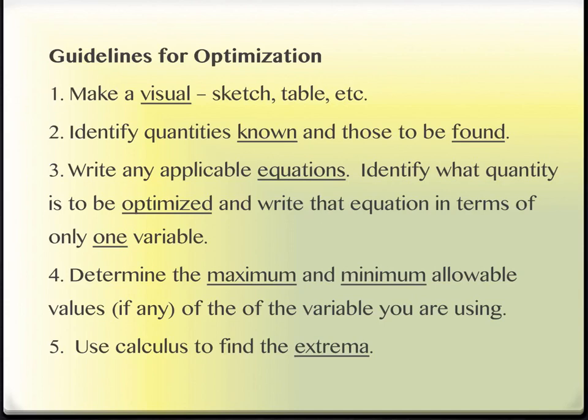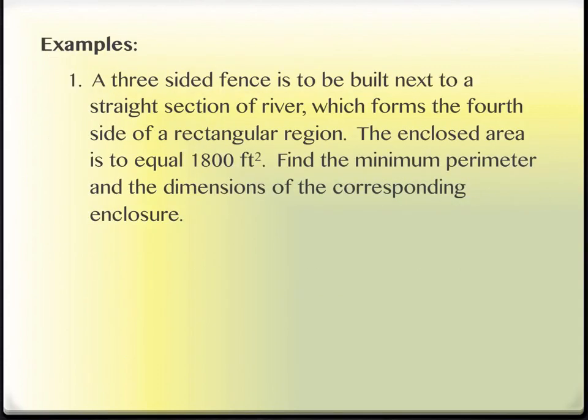Step 5 is to use calculus to find the extrema. This is where we take the derivative, set it equal to 0, find our critical points, and look at sign charts. That's what step 5 is talking about. Okay, all right, so we are going to start with one that does have fencing.